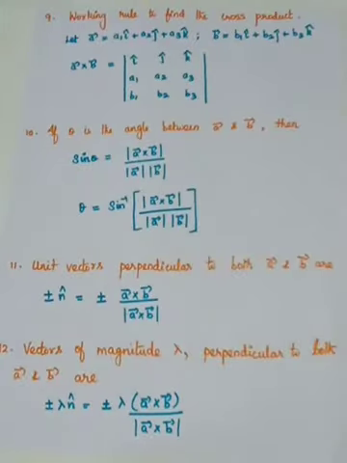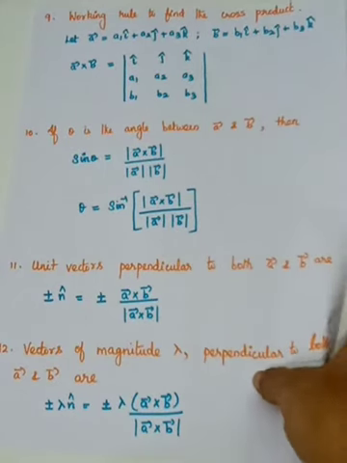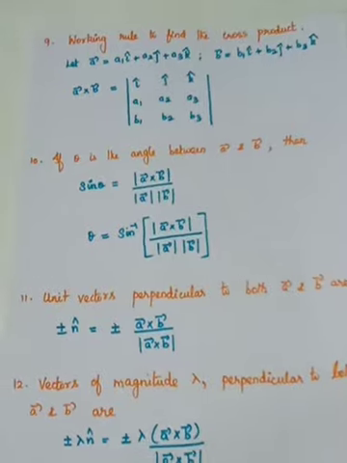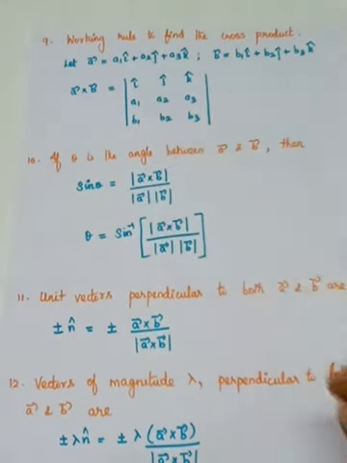And next one, the working rule to find the cross product. So see, a vector a1 I cap plus a2 j cap plus a3 k cap.